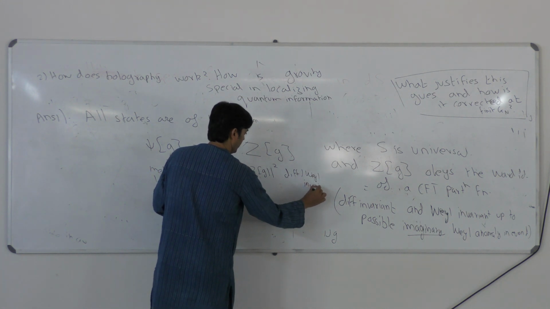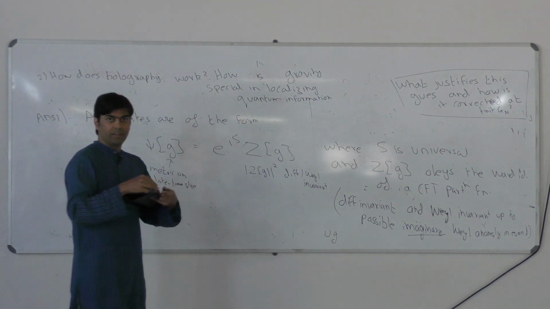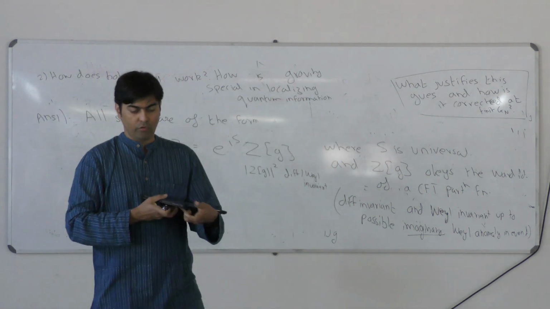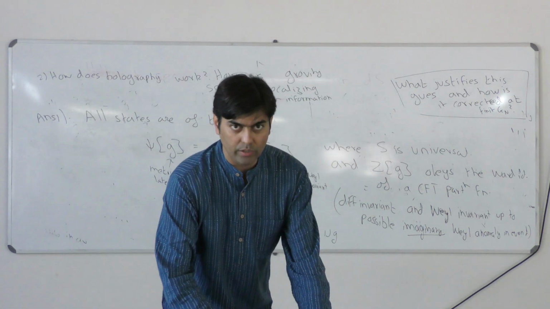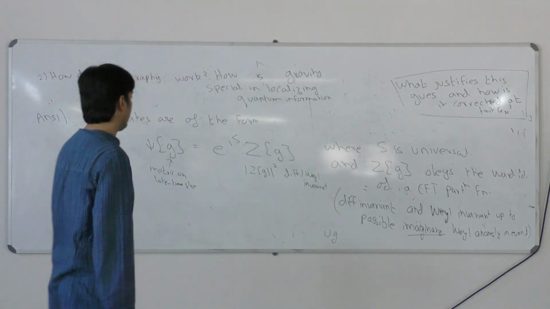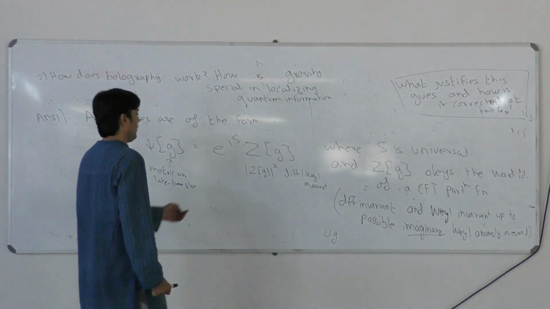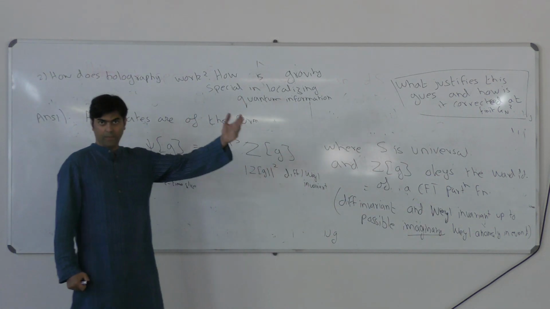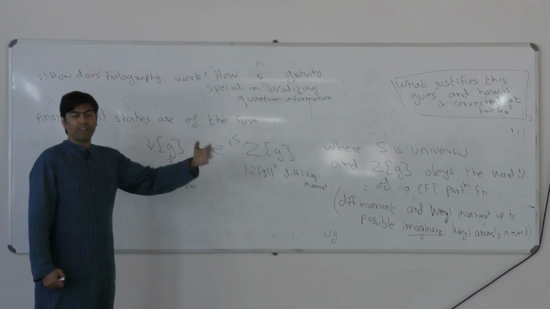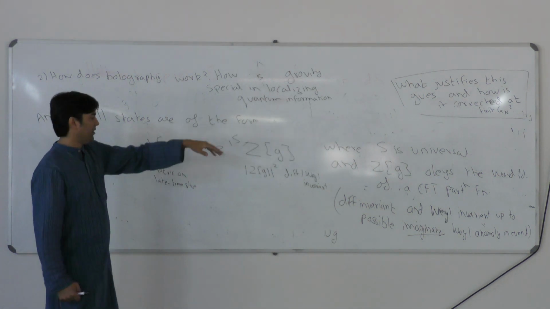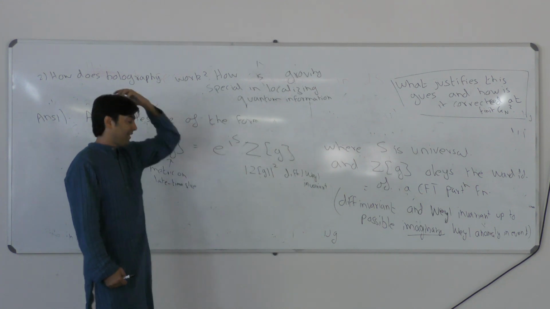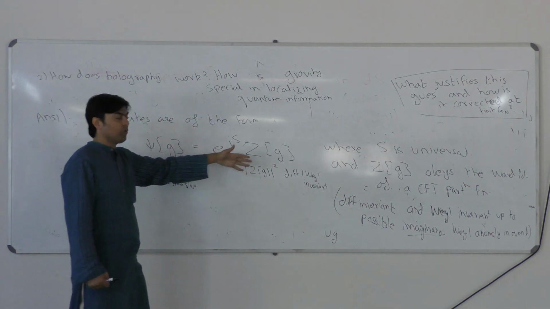Okay. So what is different about this proposal from what I said earlier? I'm saying all states are of this form. I'm not saying that the Hartle-Hawking state is of this form. The Hartle-Hawking state is of this form, where Z of G is some specific thing. But I'm saying that all valid states, all allowed states in de Sitter are of this form. Okay? And there's no unique Z of G.